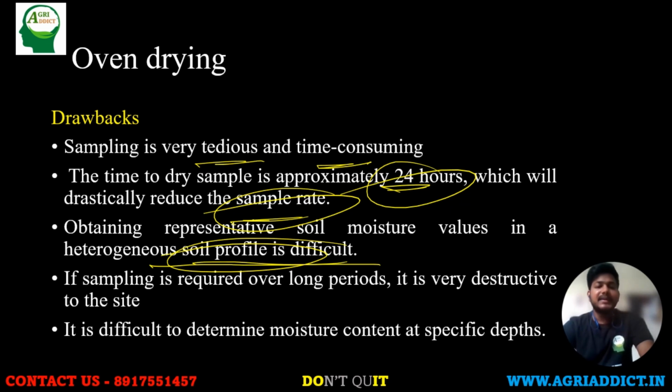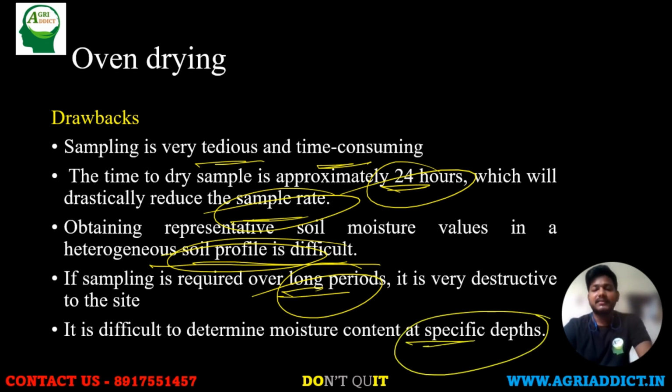If sampling is required over a long period, it is very destructive to the site, because we will dig the soil and it will be destructive to the soil profile. Understood? It is also difficult to determine moisture content at a specific depth, because we collect the soil sample from only that area, not the whole area. Yes or no? So it is very difficult, but okay, chalta hai, let's say.